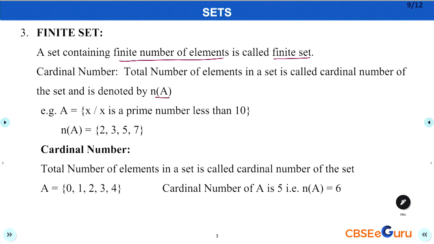For example, set of all x such that x is a prime number less than 10. So what are the prime numbers less than 10? This is A. Prime numbers less than 10 are 2, 3, 5, 7. And n of A, the number of elements in A, equals 1, 2, 3, 4. Four numbers are there. So the cardinal number of A, that is n of A, equals 4.